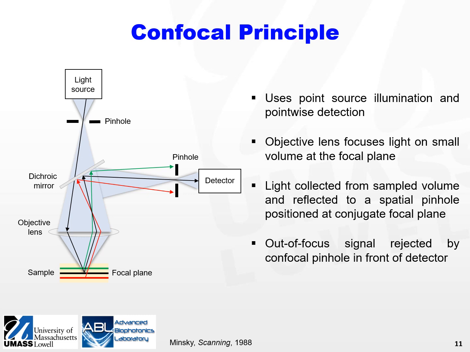The type of imaging we employed is called confocal microscopy. This technique uses point source illumination and point-wise detection. An objective lens focuses light onto a small volume at the focal plane. Light from the focal plane is sent towards the detector by a dichroic mirror. A spatial pinhole positioned at the conjugate focal plane serves to reject the out-of-focus light, so that only signal from the focal plane is registered by the detector.